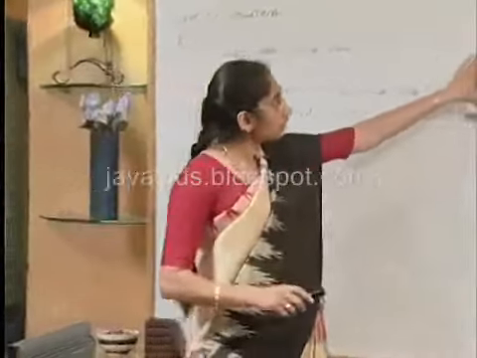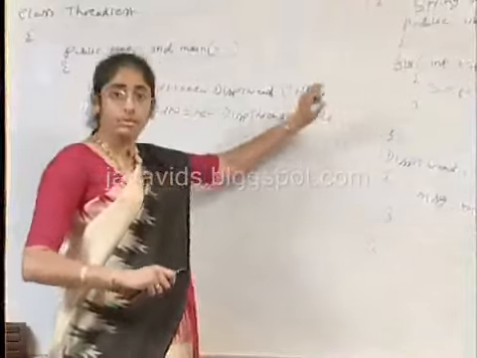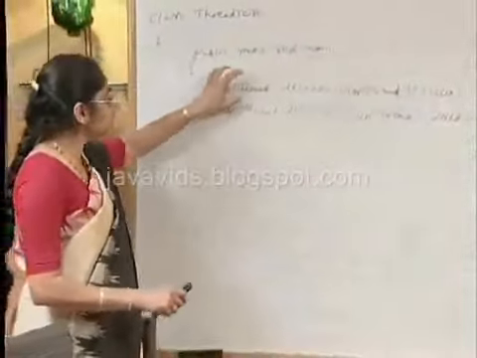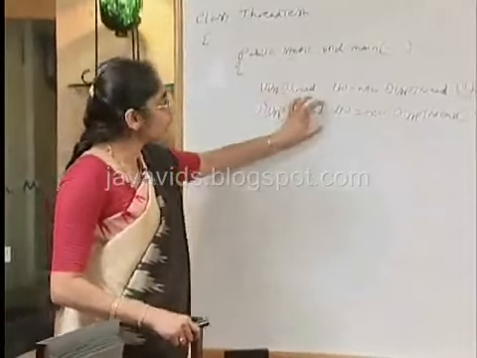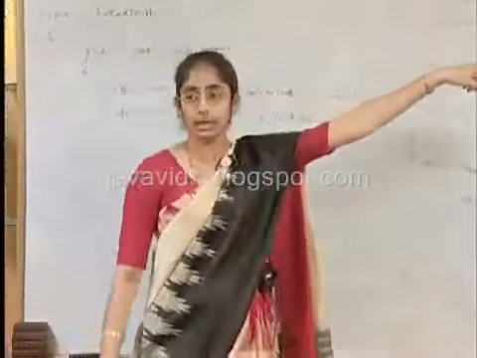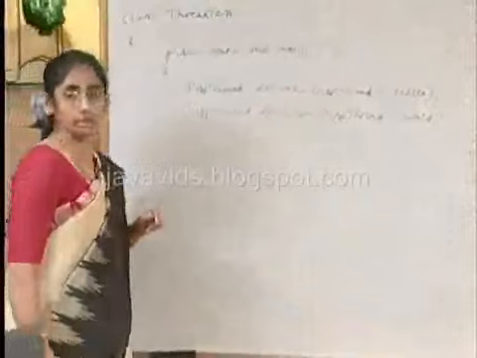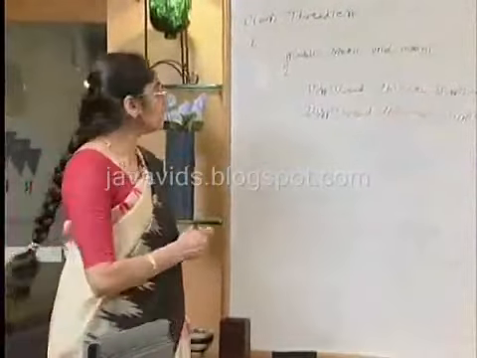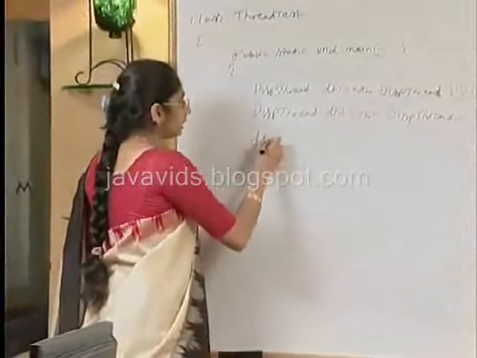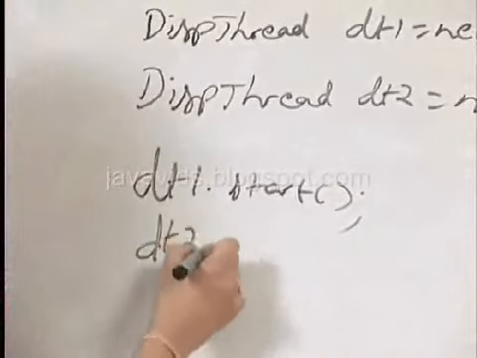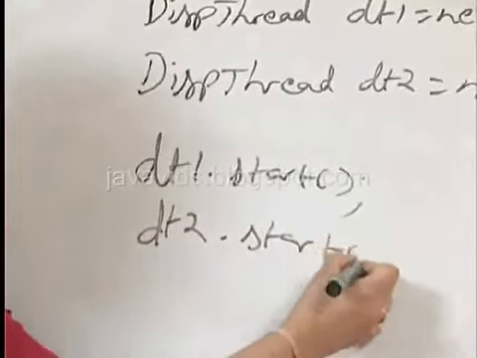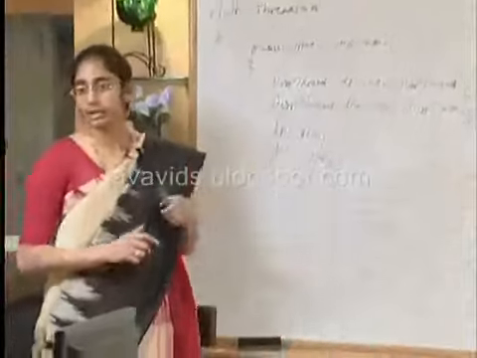So once you have overridden the run method, we said create an instance of the class. So we created two instances of that class. Thereby we got two thread objects because the class extends from the thread. An object of that class is nothing but a thread object. Next, call start on the thread. So dt1.start and dt2.start. Which ends up executing the run method out there.